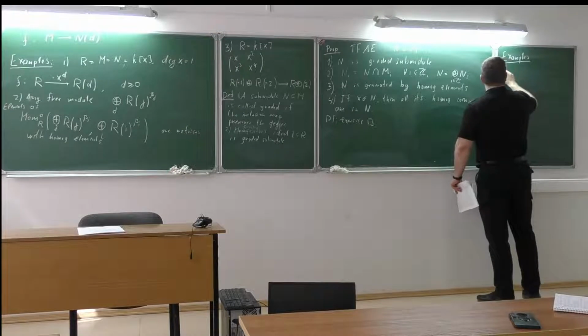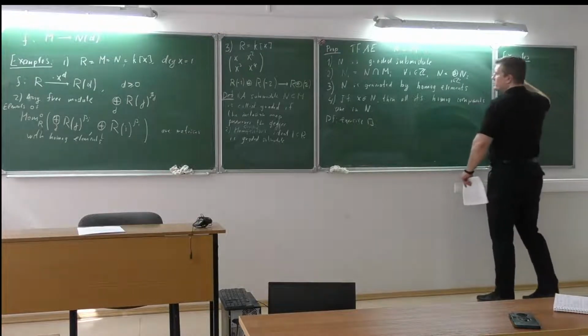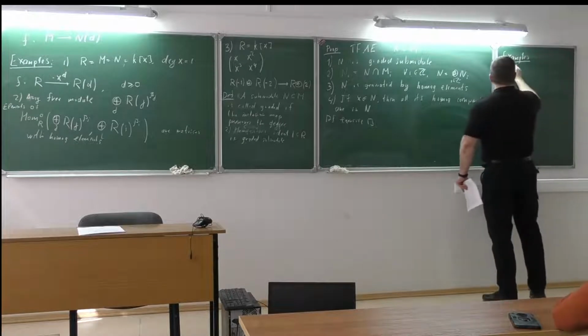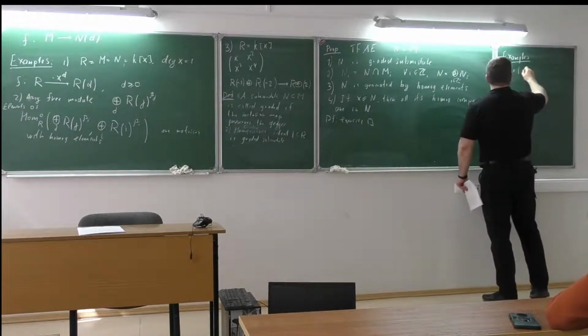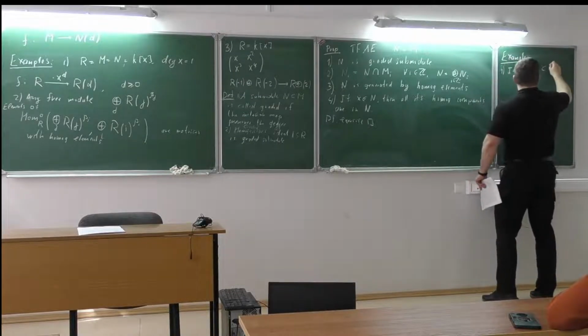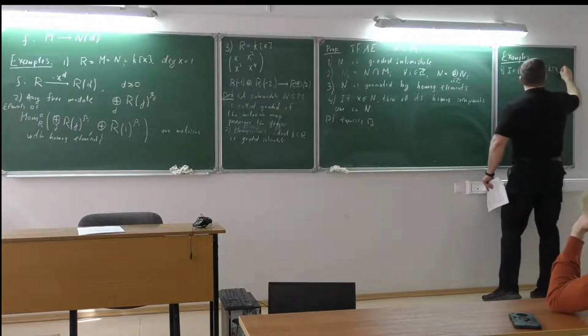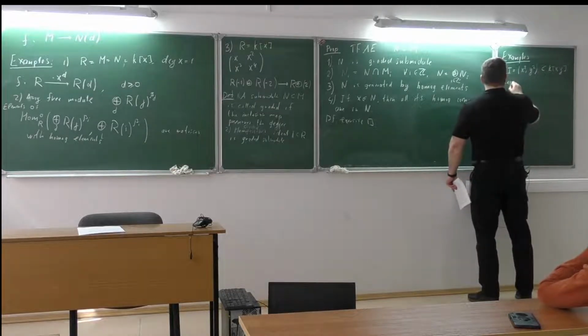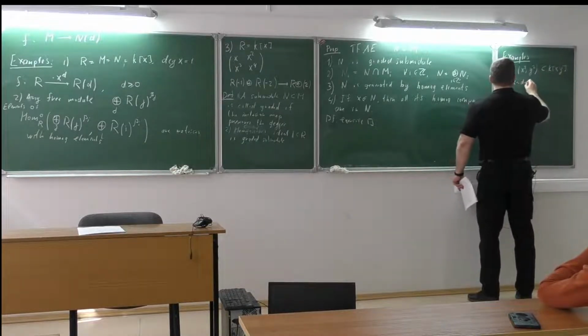So, for example, one. Let's restrict our attention to the case where M is a ring and N is an ideal. So, for example, I take the ideal generated by x squared and y squared that sits inside of the polynomial ring in two variables. And for simplicity, let's assume that the degree of x is the same as the degree of y and just equal to 1.